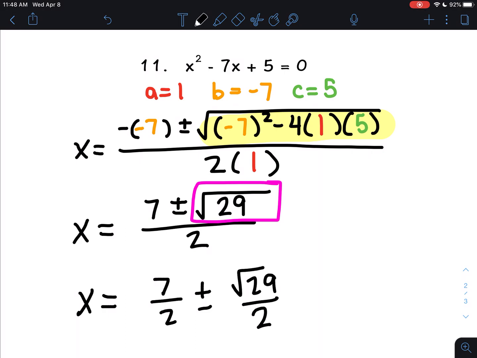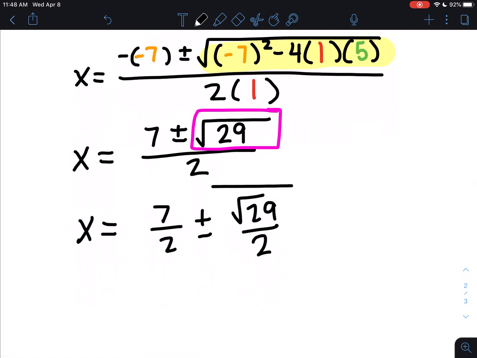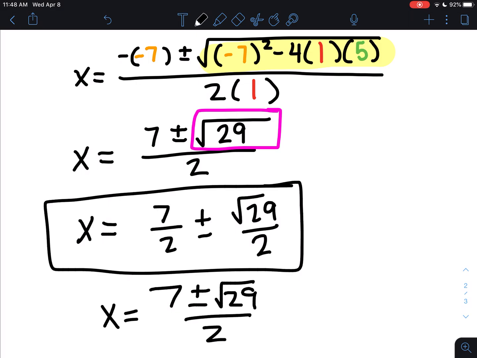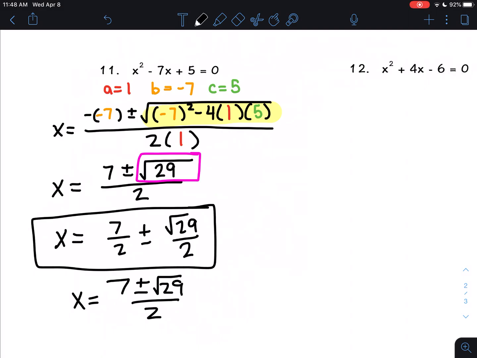And 7 is also not an even number, so there's nothing we can do there, which means that is our final answer. You could also leave it in the form directly above, plus or minus the square root of 29 over 2. You can leave them separate or together. This one works together because 2 is the denominator for both of them. All right.